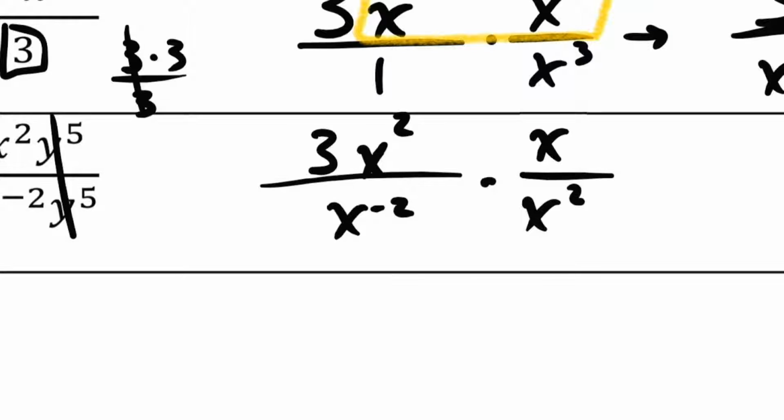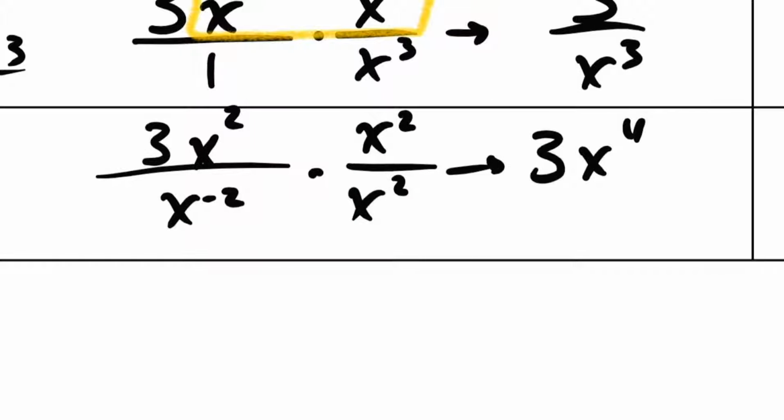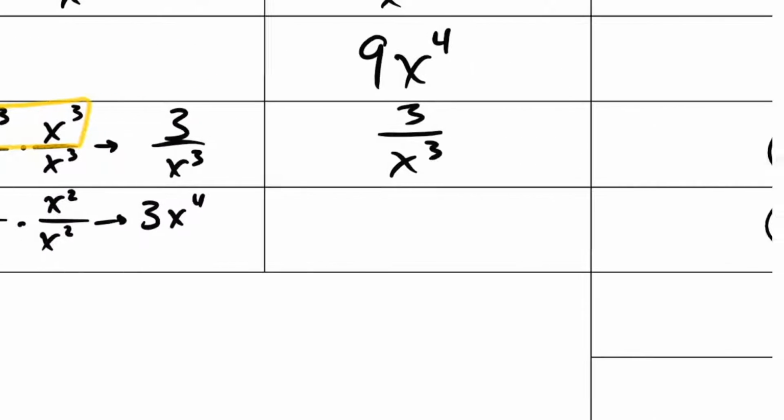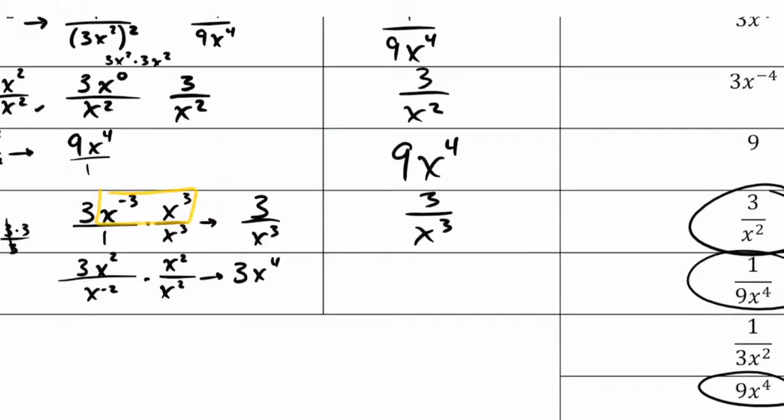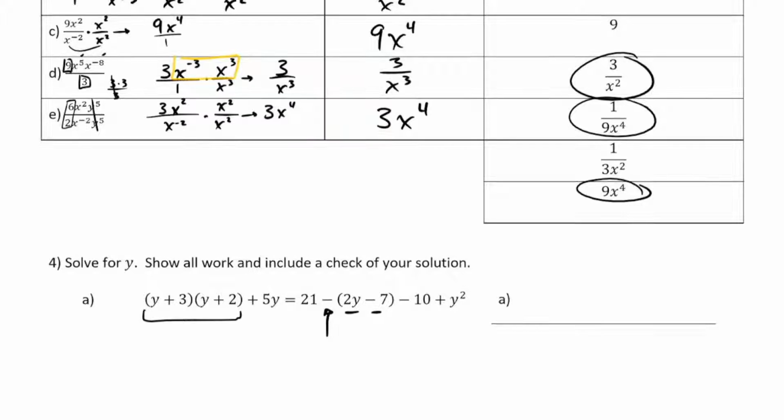That will eliminate that, and I'm left with, in the numerator, 3x to the 4th power. And the denominator is just the number 1, so I don't need to write it. So I'm looking for 3x to the 4th. Is it a choice? Yeah, it's the first choice. So this is 3x to the 4th power. Beautiful. Okay, let's move on.